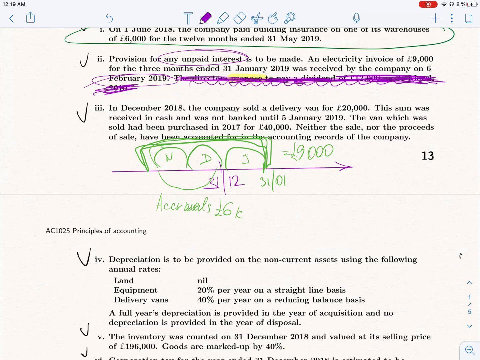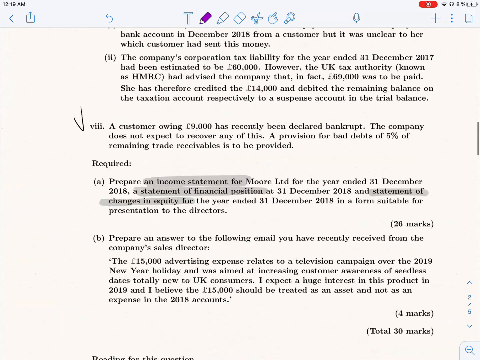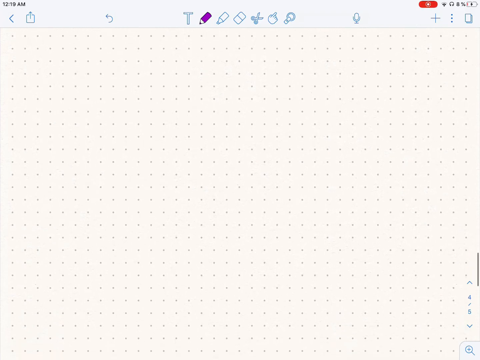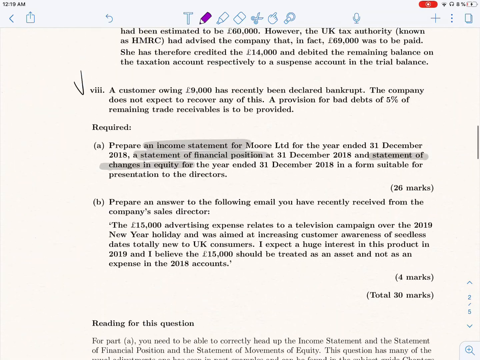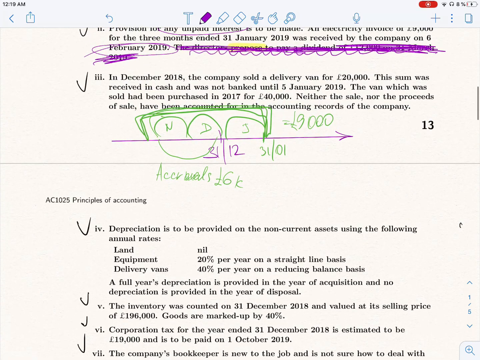So we have information about sale, we have information about depreciation, and let's start with the delivery van sold. The special space for workings here, and I will call working 1 fixed asset. So van disposal. When, and I believe we have to copy the wording for our convenience.